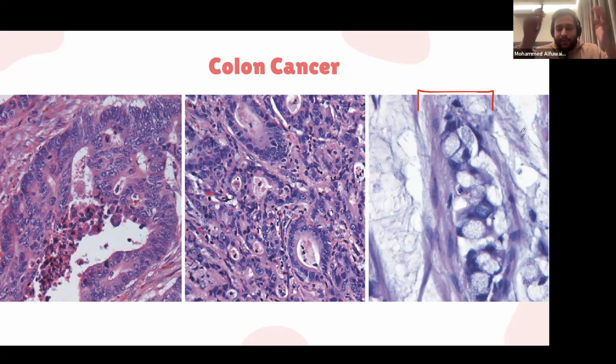Genes, know the APC gene. Know the APC gene very well for the adenomatous polyps and for familial adenomatous polyposis, and it is the most common gene associated with sporadic colon cancer.